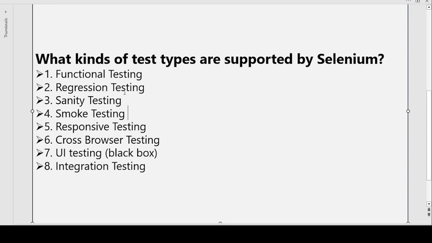After fixing that defect, the impact of the newly fixed defect on the existing functionality of the application is what we have to check with the help of regression testing, which is supported by Selenium. Likewise, sanity testing, smoke testing, responsive testing, and cross browser testing are supported.